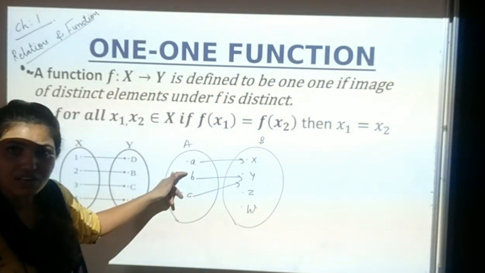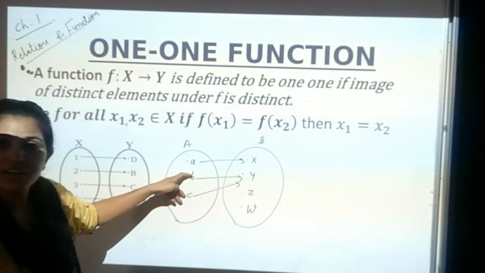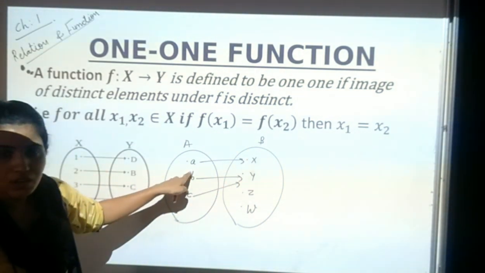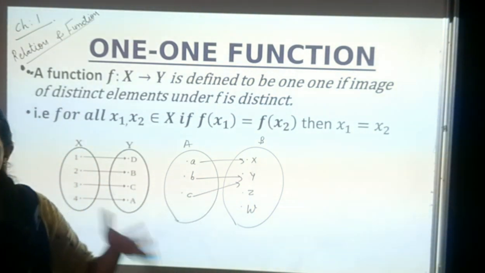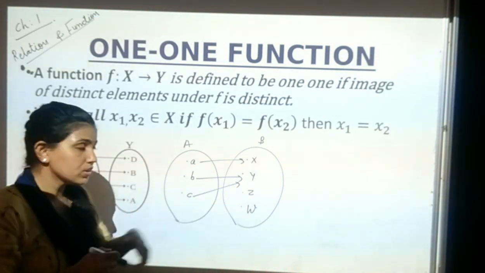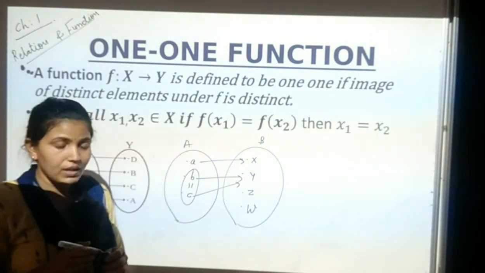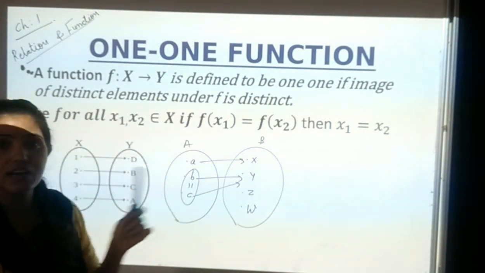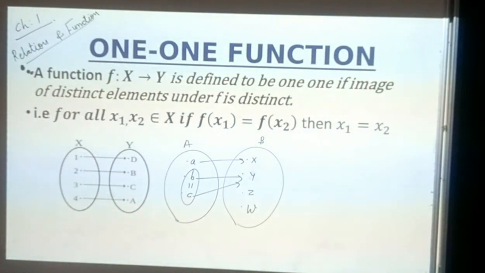If we take a distinct element, then the image will be distinct. But here B and C are different, and the image is y. So therefore this is not a 1-1 function. Or if this is true, then it will imply that B and C are equal. This implies that B and C are equal. So this is called the 1-1 function.